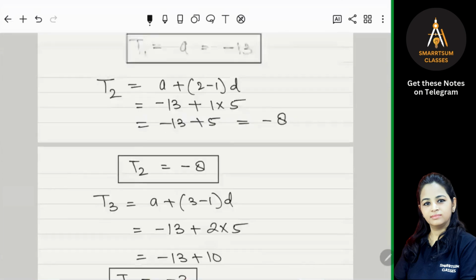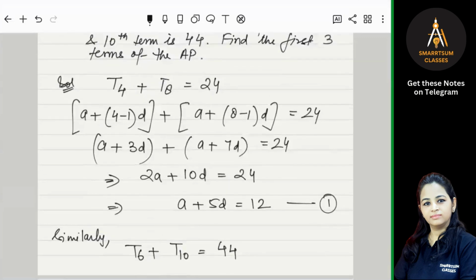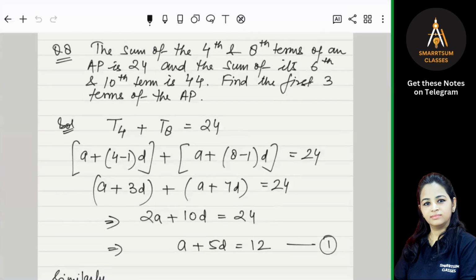So what we have to do in these questions, because the AP is not given but some relations are given among the terms, is use these relations. From these relations, we get two equations. We can solve these two equations. These are simultaneous equations, which you already know how to solve. You can add or subtract accordingly so that one value gets cancelled, and you can find the value of the other. So you can find out the values of a and d.